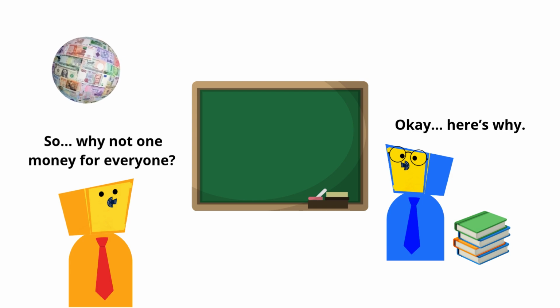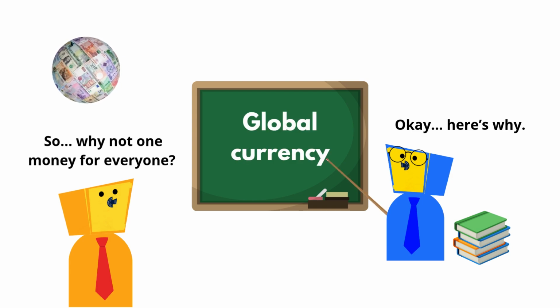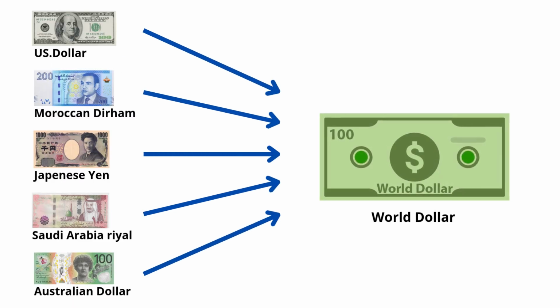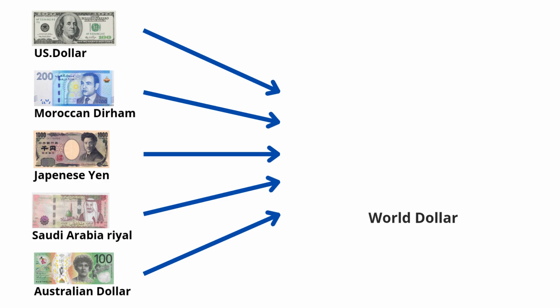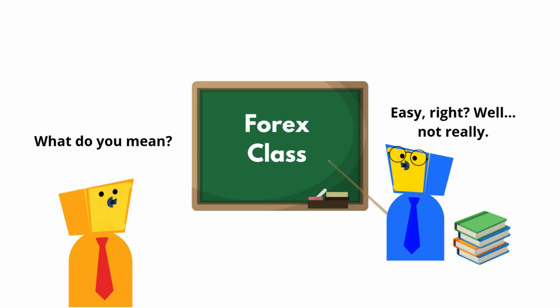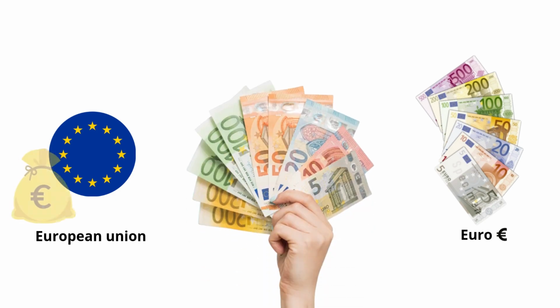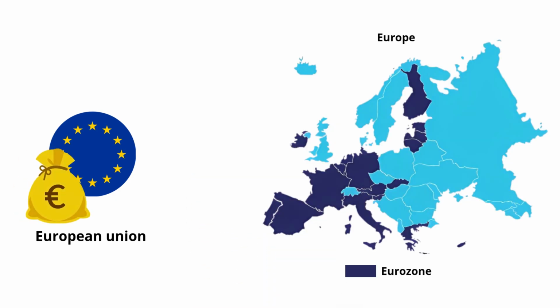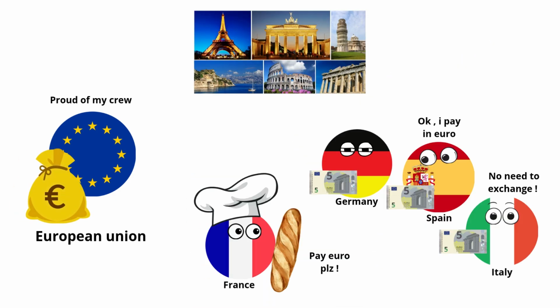Now you may wonder, why not just have one world currency, like a world dollar, so we don't need exchange rates at all? Sounds simple, right? But it's actually very complicated. Take the euro as an example. It's super convenient for people in Europe. You can travel between countries without changing money.